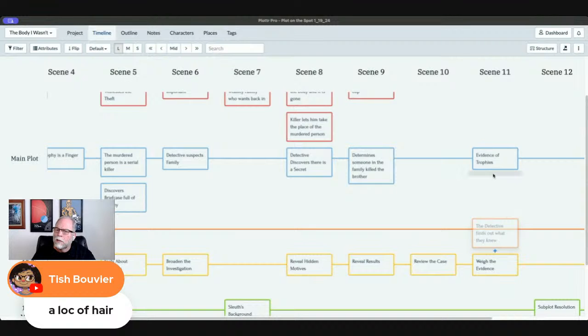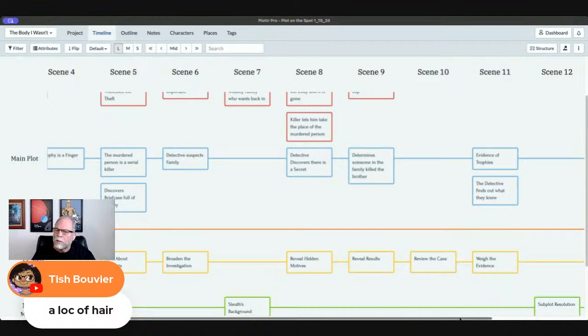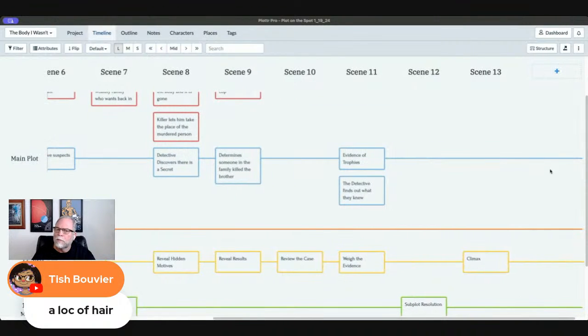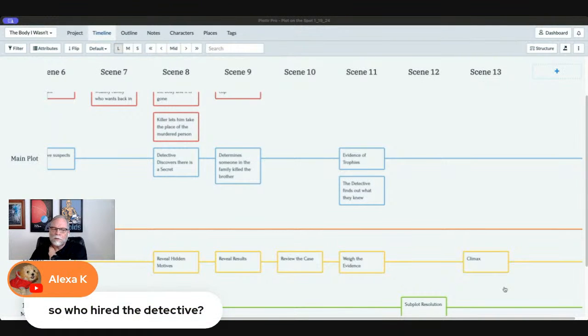Okay. Now, if we are going to have a subplot, we'll talk about that in a minute. Okay, so let's get down to the climax of what happens here. So what's going to happen that's going to bring all of this to a head? So who hired the detective? That's an interesting one.